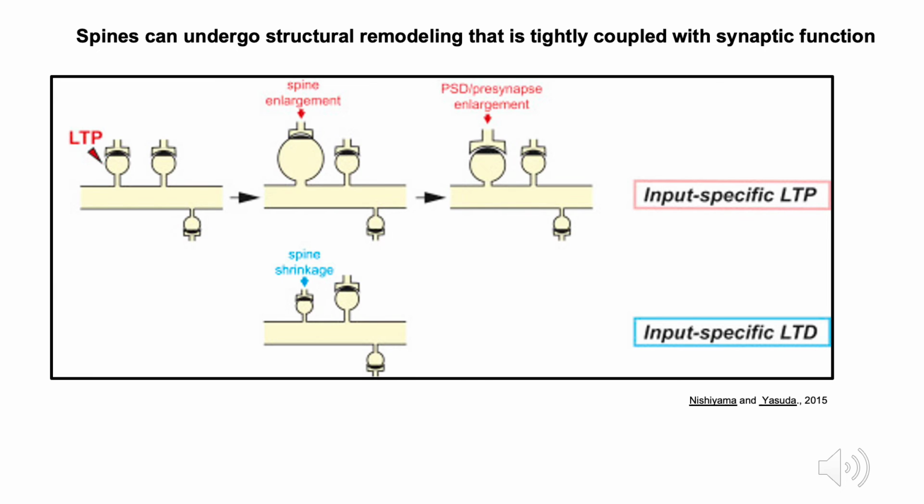Spine enlargements with similar time course have also been observed in response to standard LTP induction protocol. Interestingly, due to the biochemical confinement of the spine head that will be explained in the next slide, these morphological and functional changes are observed only in the stimulated spine, but not in the neighboring spines, indicating that LTP can be induced in an input-specific manner at a single spine level.